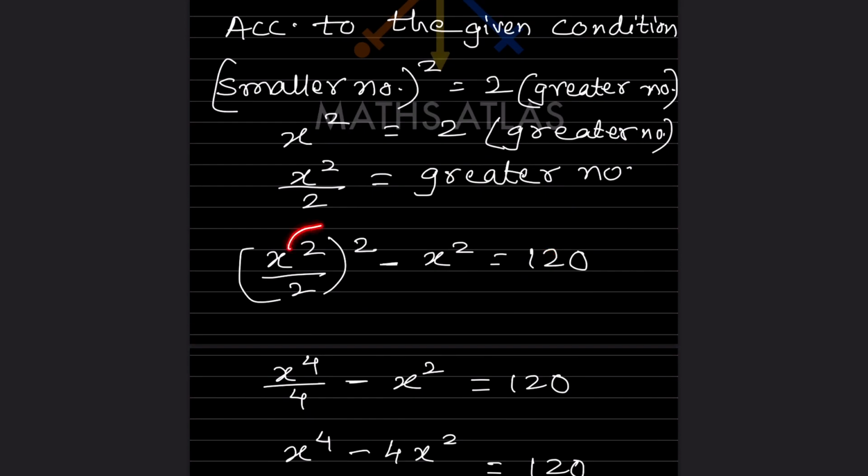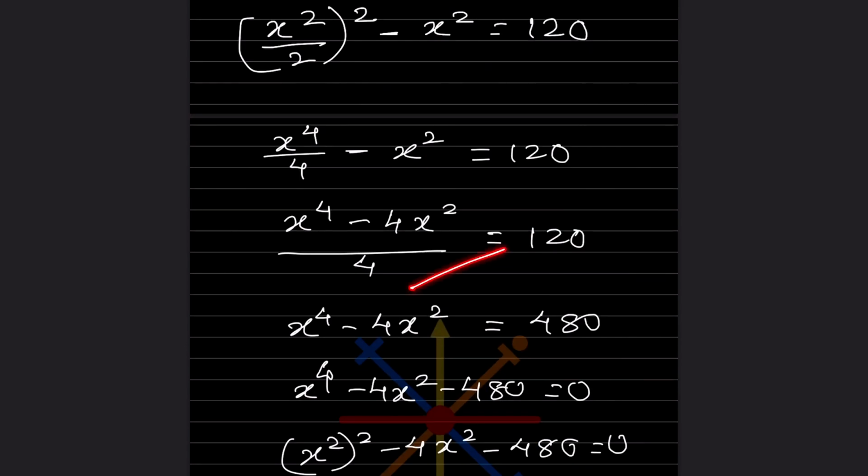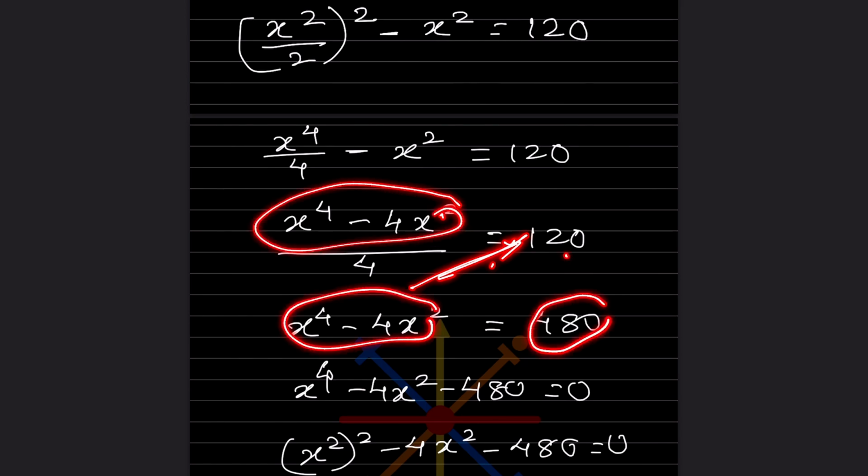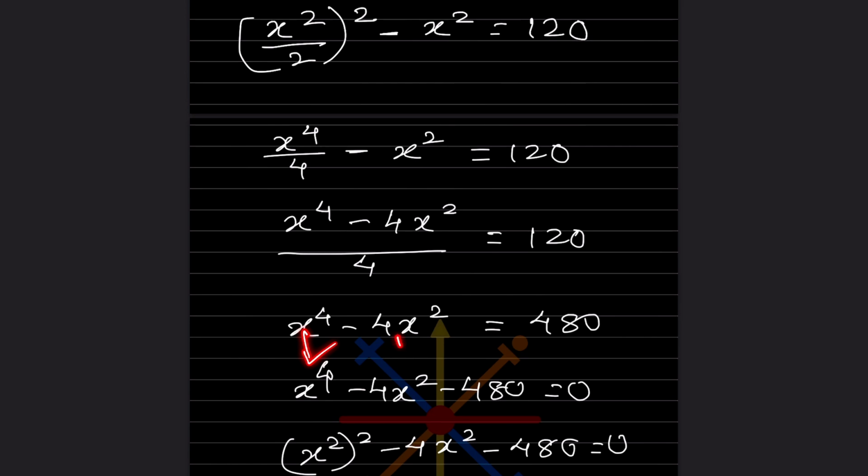Now what will you do? You multiply this into this. This gives x raised to 4 divided by 4, minus x squared, is equal to 120. Now let us take the LCM, which is 4. So x to the 4 minus 4x square, divided by 4, is 120. When you cross multiply, this will be the same, and this is going to be 480. So x to the 4 minus 4x square minus 480 is equal to 0.